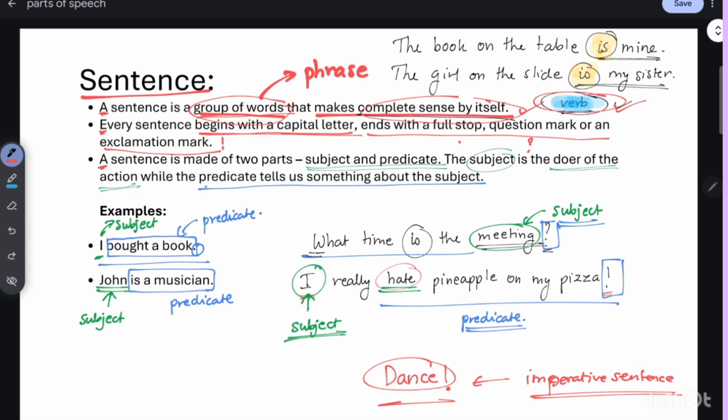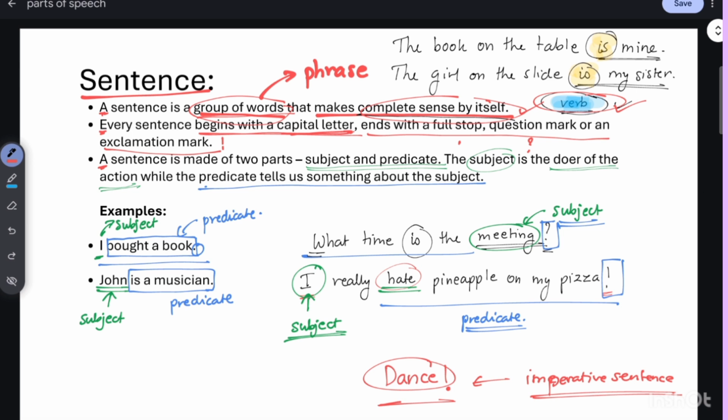It should begin with a capital letter, always in English. Be very careful about it for students with backgrounds in Marathi and Hindi, because it is a concept which exists only in English. A full stop, a question mark, or an exclamation mark are the three things that you should check towards the end of the sentence for it to be a complete sentence.